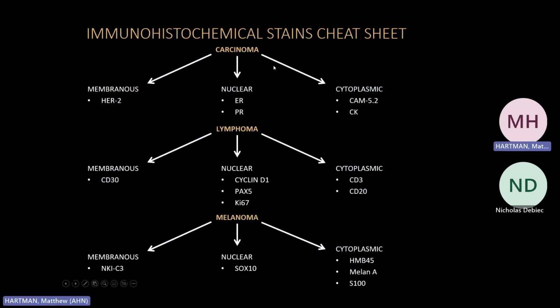So this is our cheat sheet. So if you want to print this out, take a picture, this is what I bring to Tumor Board. Remembering that we break the tumors into carcinomas, lymphomas, melanomas. And we can stain these tumors at the membranous, nuclear, and cytoplasmic level.